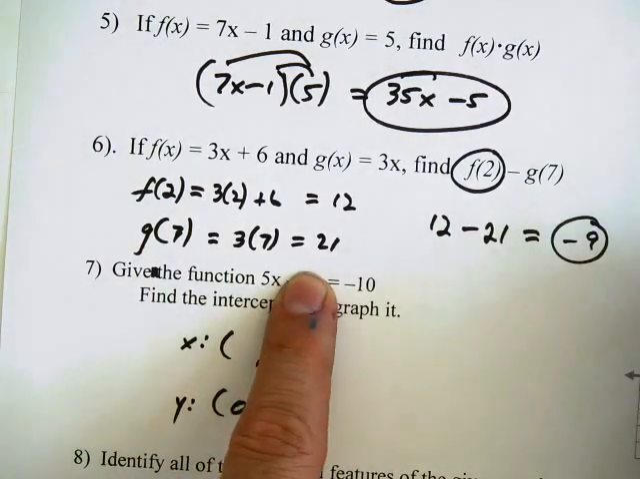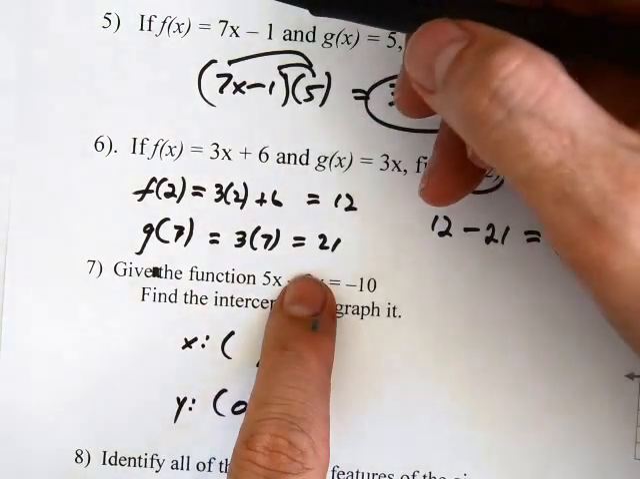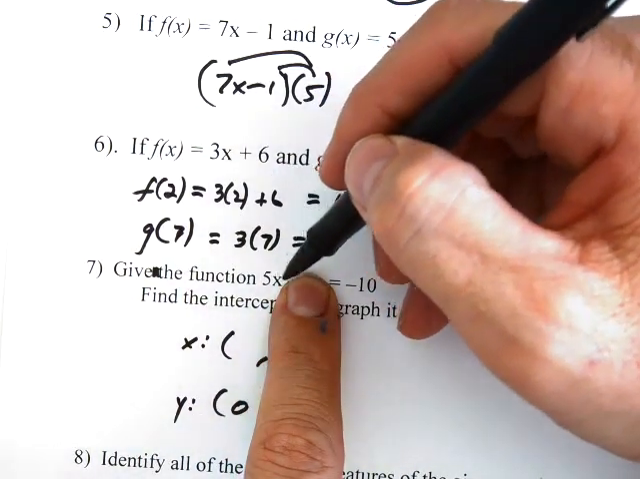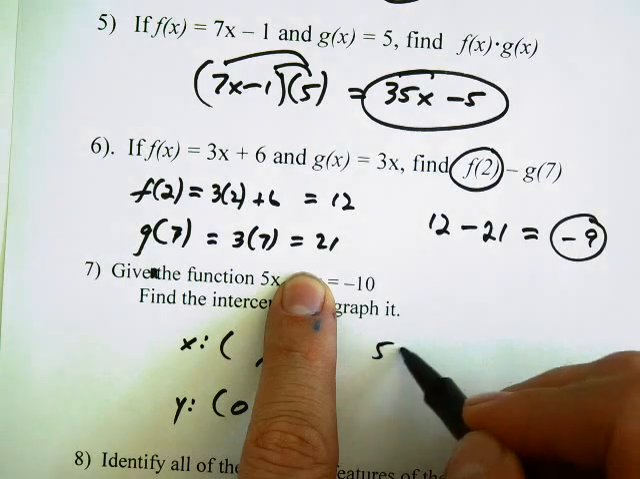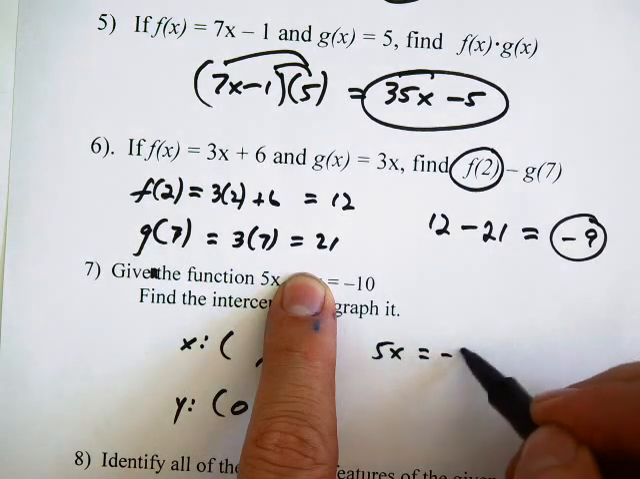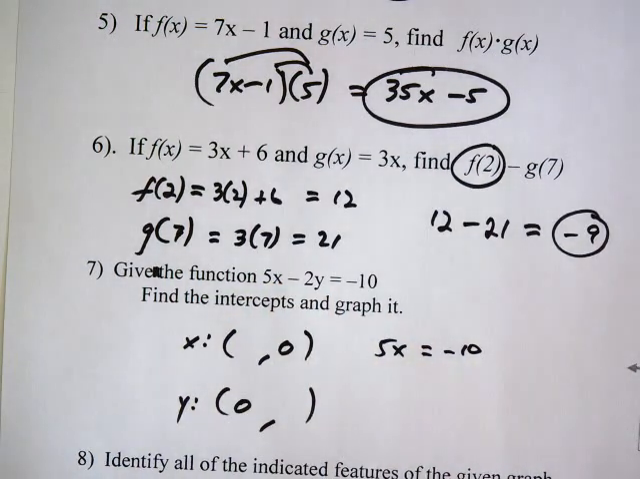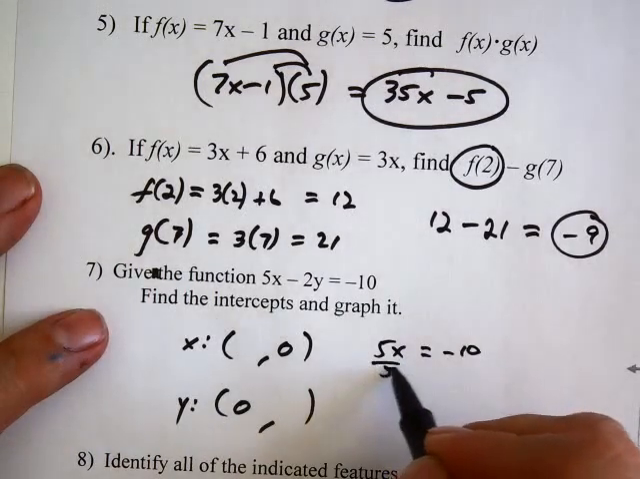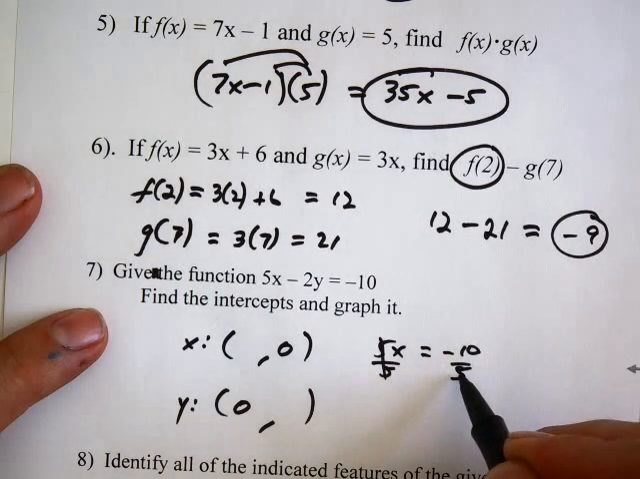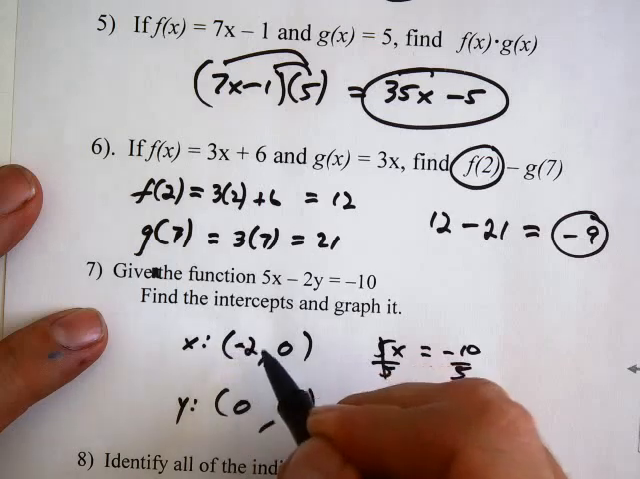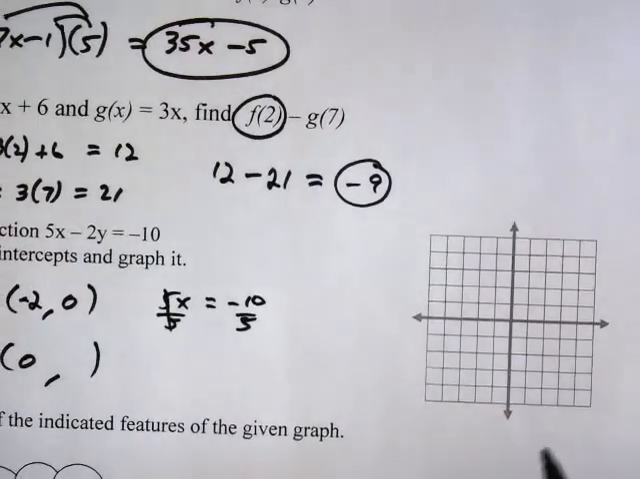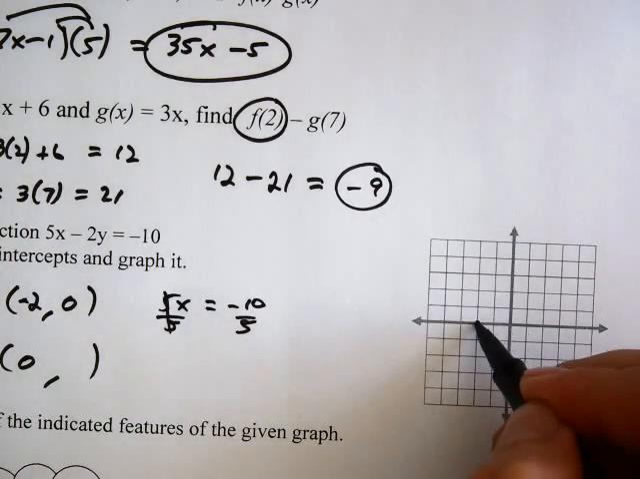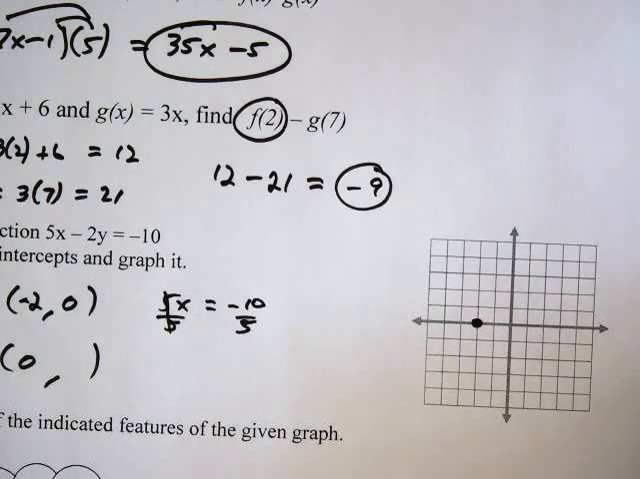And so some of your teachers might have said, use this cover-up method. So for this part it says 5x equals negative 10. And from an earlier chapter, how would you solve for x? Well, you divide by 5. 10 divided by negative 5 is negative 2. And what we just found is the x-intercept. 2 to the left, 0 up and down.